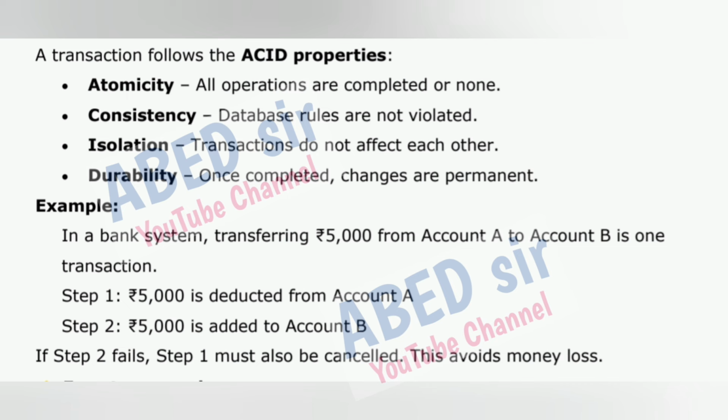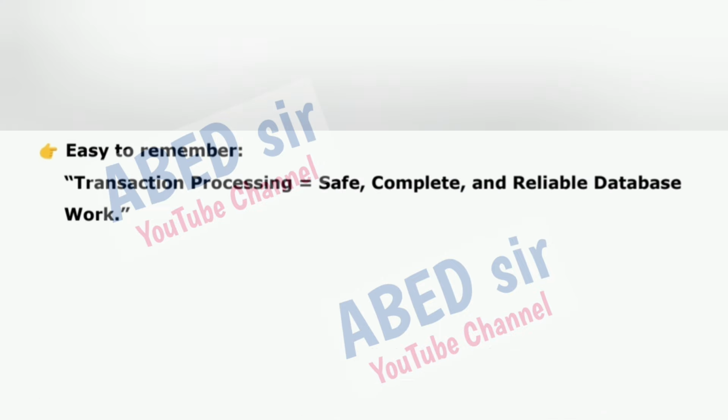Example: in a bank system, transferring 5,000 rupees from account A to account B is one transaction. Step 1: 5,000 rupees is deducted from account A. Step 2: 5,000 rupees is added to account B. If step 2 fails, step 1 must also be cancelled. This avoids money loss. Easy to remember: transaction processing is equal to safe, complete, and reliable database work.